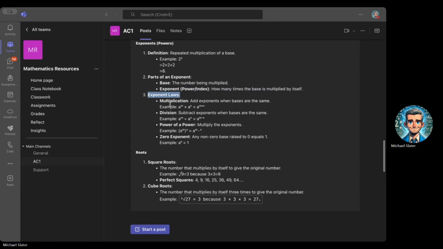Exponent laws: when we are multiplying and the bases are the same, we add their exponents. When we're dividing and the bases are the same, we subtract their exponents. If we have a base, exponent, bracket, exponent, we multiply the exponents. And if any number has a 0 exponent, it equals 1.